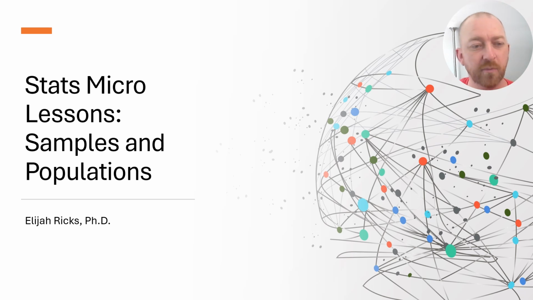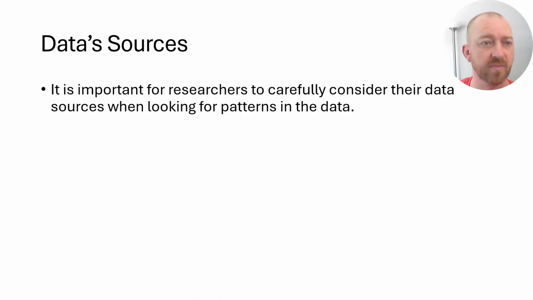Hey everybody, welcome back. Today we're going to talk about samples and populations and why that's important for researchers, specifically in statistics. Researchers need to be very cautious about where they're getting their information from, because if they're getting their information from a source and then attributing it to another source, for example, that's going to cause a lot of problems.